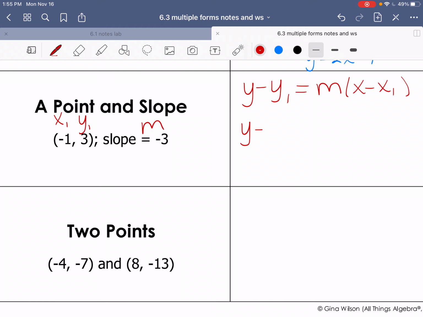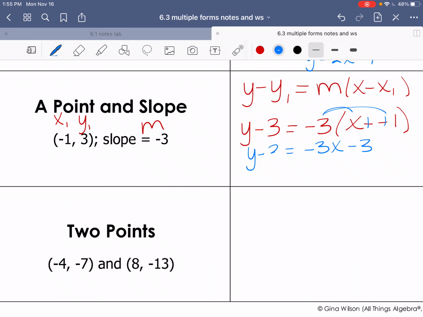So we have y subtract 3 equals the m of -3 and x minus -1. A lot of you guys have caught on that the two negatives turn to addition and skip that step altogether, and that's fine. Distribute your -3 to the x to get -3x. -3 times a positive 1 turns -3. And finally add 3.